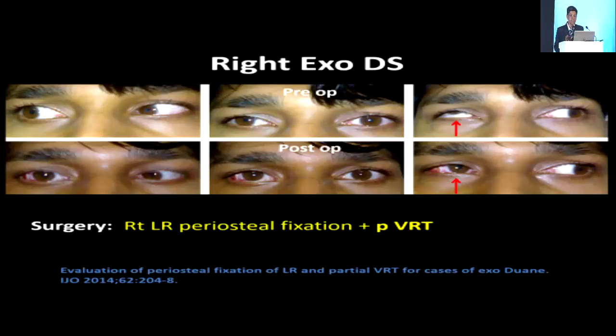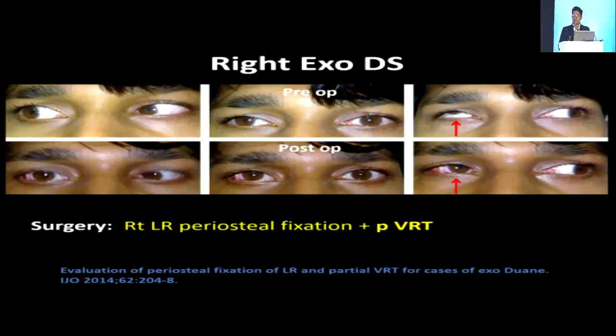Again, another patient in which we did periosteal fixation, but in this we added a vertical rectus transposition. The essential reason why we did that in this case was that there was a fair amount of abduction in this patient. After doing a lot of cases of periosteal fixation in Duane's, we realized that about a third of them would go on to develop an esotropia over time, early or late.